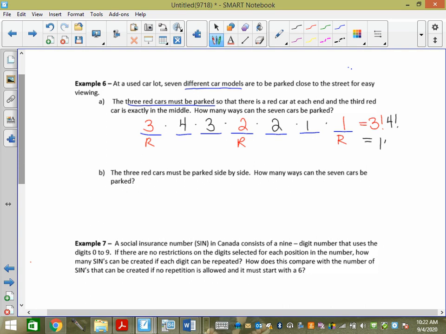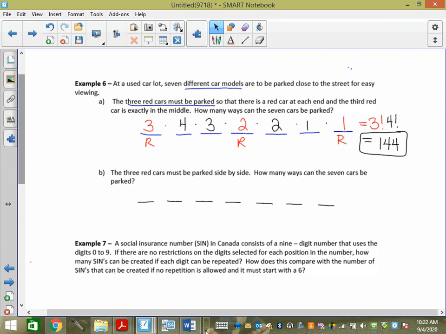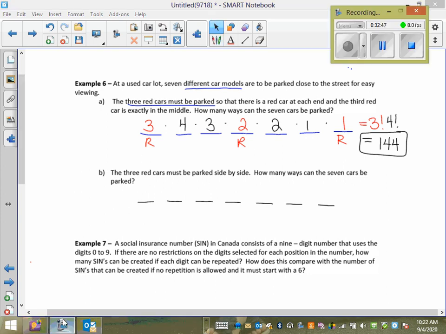We've done this one a ton of times. Okay. The 3 red cars must be parked side by side by side. Watch this. This is a trick. I lied. Wash your desks.